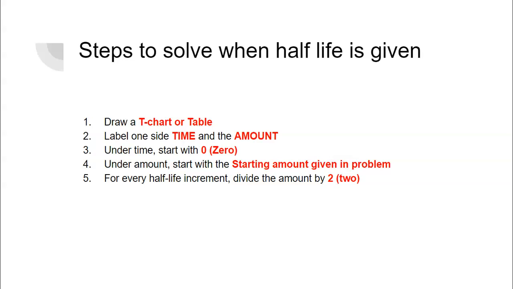On one side, you're going to label at the top time. On the other side, you're going to label amount. Under your time, you always start with time 0 because you're starting in the present. So whatever amount of sample you have to start with is always at 0. Under your amount, you're going to put the starting amount given in your problem. Now, you have to be careful. Sometimes they may give you multiple amounts. So it's usually the biggest amount that is going to be your starting amount.